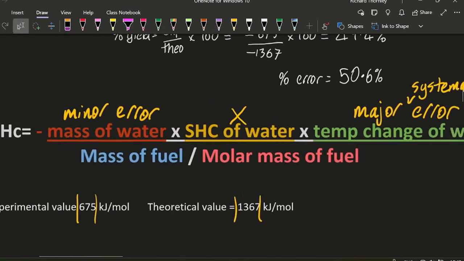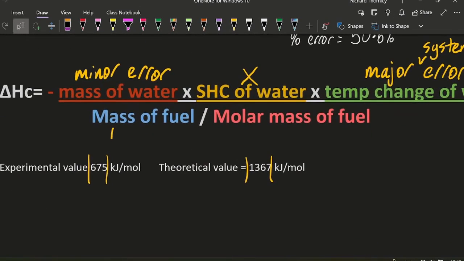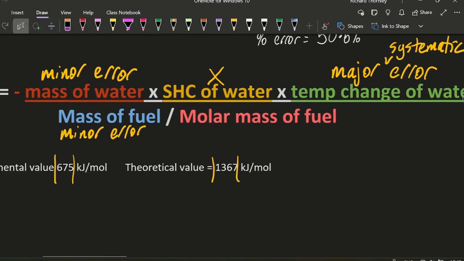So the mass of fuel that I burned was 1.24 grams. Well, that number might have been too big. Maybe I only burned 1.2 grams. So I'm trying to think, how could that have happened? I thought I'd burnt more than I did. Well, what could have happened is maybe some of the fuel evaporated when I was wandering around. Maybe the lid wasn't on tightly and some fuel evaporated and I lost a little bit of fuel. But again, that's only going to be a minor error. Molar mass of fuel, well, that's unchanging.